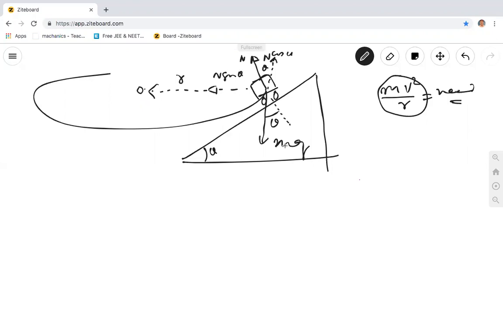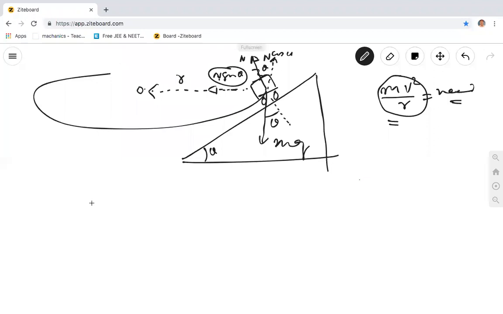And this mg needs not to be resolved, because mg is vertically down, n cos theta is vertically up. And in this direction, we need n sin theta force. And this n sin theta force provides this mv square by r, so that your car negotiates the curve in a successful way. If there is no banking, this n will not be resolved into components, and you will not get a force mv square by r for negotiating the curve.